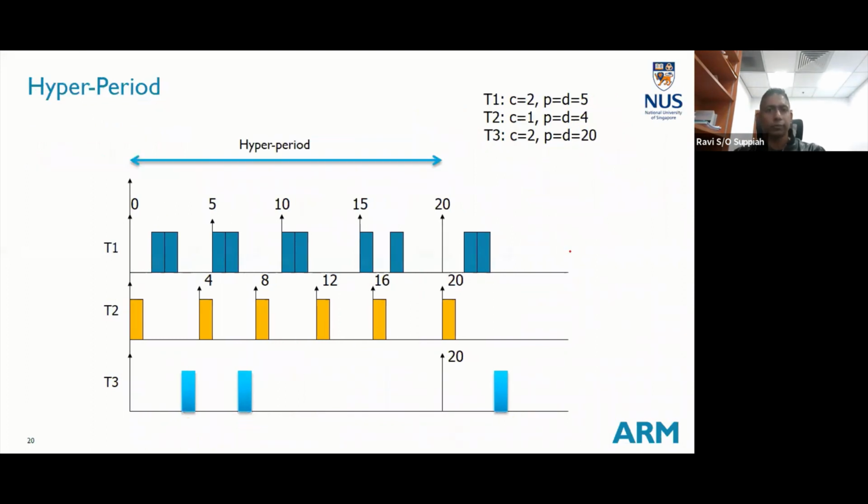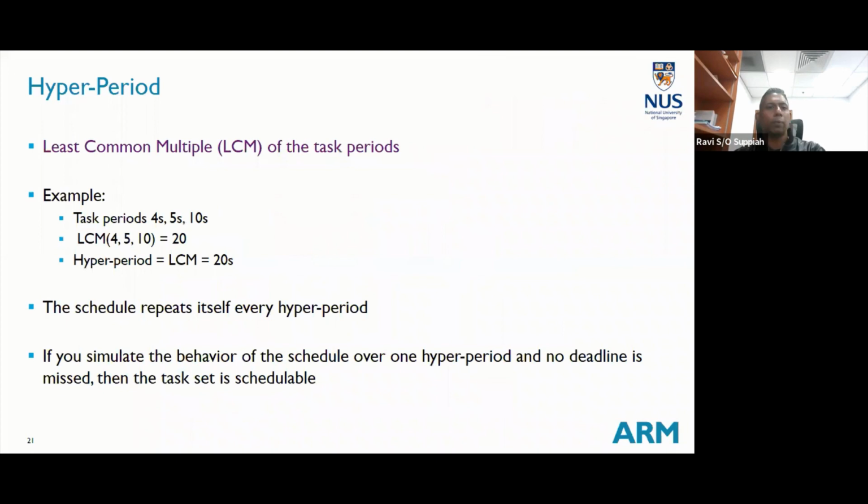and again. All right, so this is basically what we call the hyper period. The hyper period is a period of time where you can see that the entire sequence will repeat itself over and over again. And this hyper period is basically the least common multiple of the task periods. So when I have 4, 5, and 10, the least common multiple is 20.